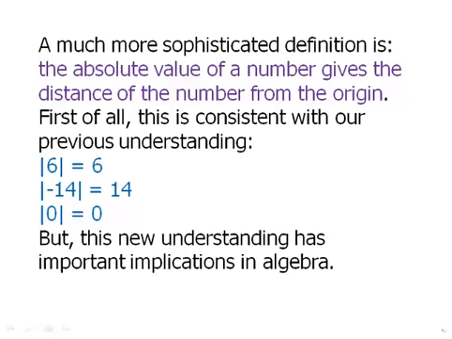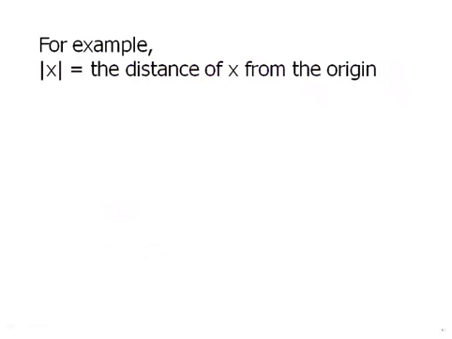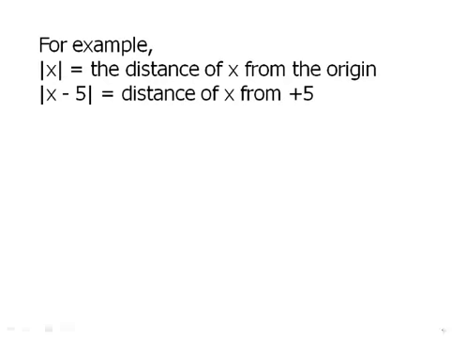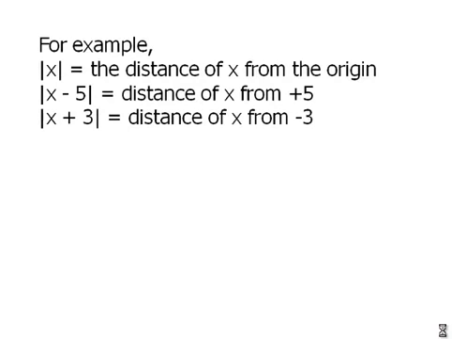But this new understanding has important implications in algebra. For example, the absolute value of x is the distance of x from the origin. The absolute value of x minus 5 is the distance of x from positive 5. The absolute value of x plus 3 is the distance of x from negative 3. This is very important.